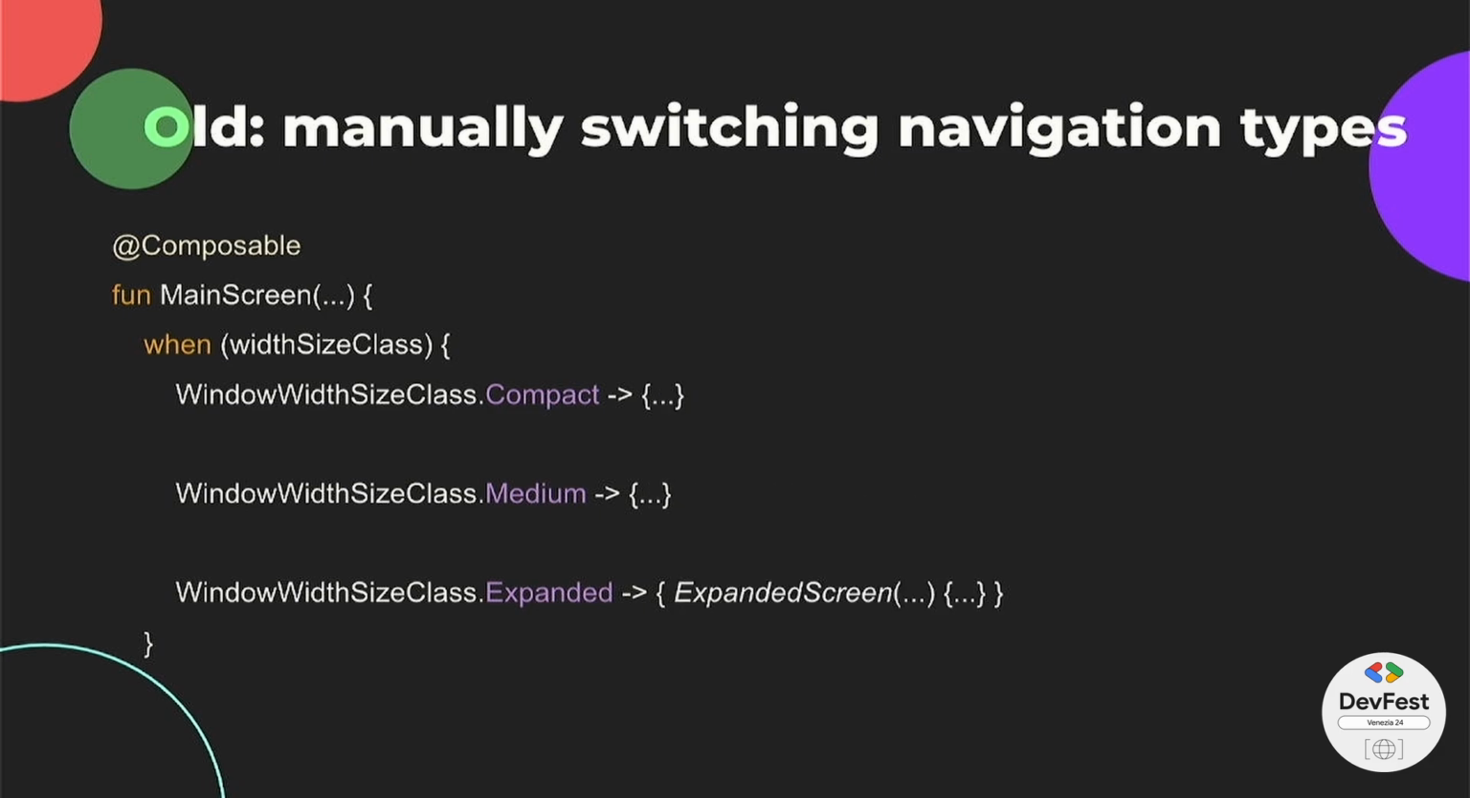Then if it was an expanded WindowSize class, then I created the expanded screen. And then each of these screens was switching between bottom navigation, navigation drawer, or navigation rail. So as you can see, I was having to do this manually.